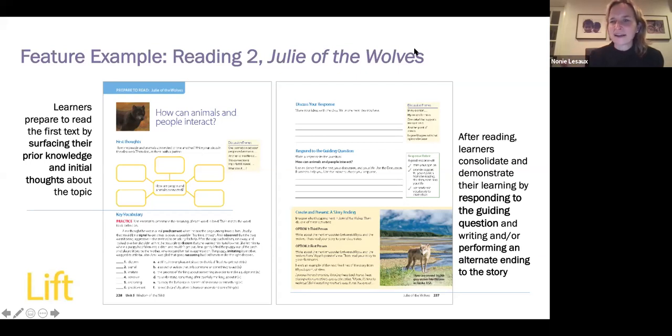We're going to consolidate and demonstrate learning by responding to that guiding question: how can animals and people interact? Or even by performing an alternate ending to the story, understanding, again, in service of process over mastery and multiple perspectives, that this is not just about exactly what happened in this story, but about something much larger with lots of different ways it could have gone with the imagination.